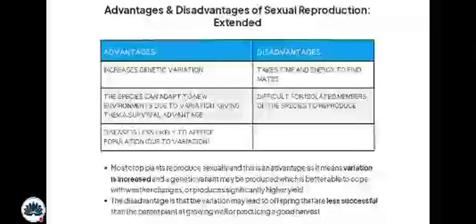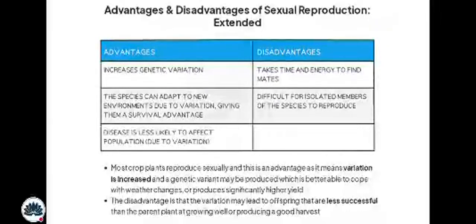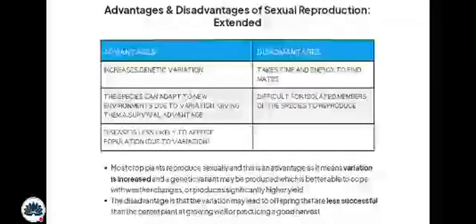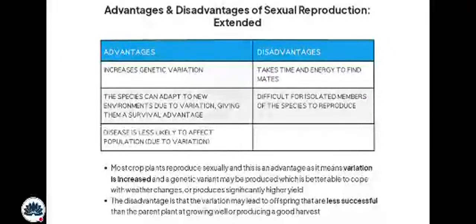Most crop plants reproduce sexually, and this is an advantage as it means variation is increased and a genetic variant may be produced which is better able to cope with weather changes or produces significantly higher yield. The disadvantage is that the variation may lead to offspring that are less successful than the parent plant at growing well or producing a good harvest.